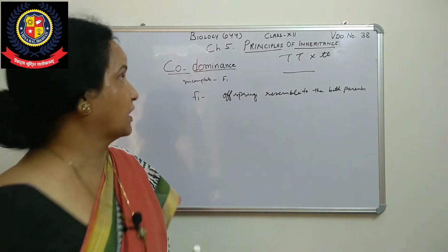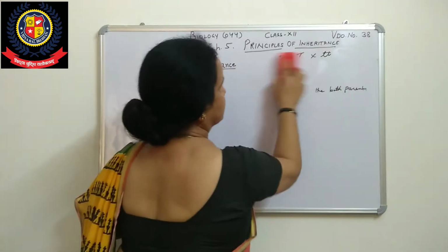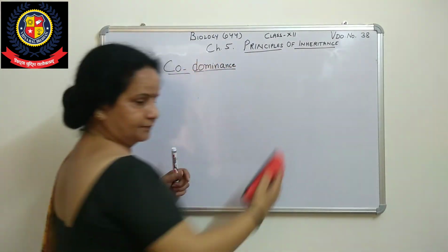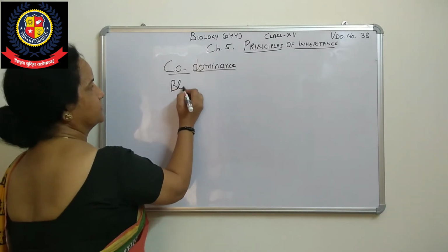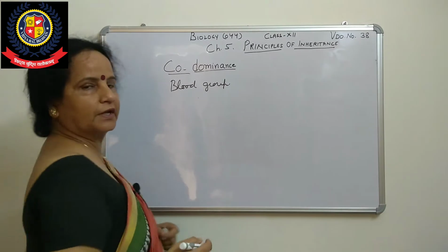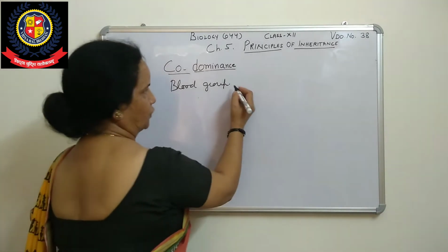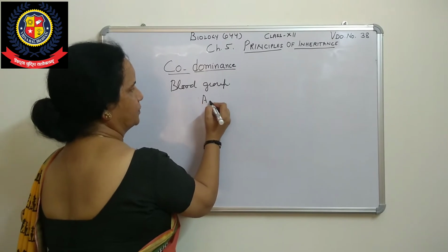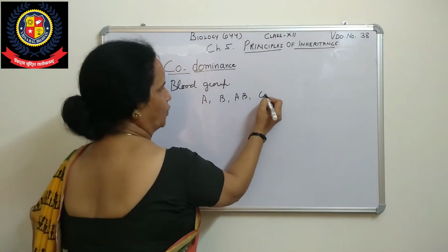Now we will see the example of codominance. The main example of codominance is human blood. Our blood groups we have done in class 11th. How many blood groups are there? Four blood groups are there: A, B, AB and O.